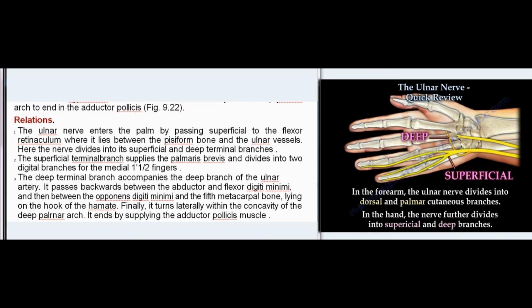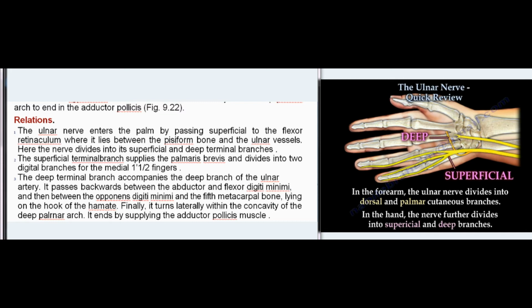Relations: 1. The ulnar nerve enters the palm by passing superficial to the flexor retinaculum where it lies between the pisiform bone and the ulnar vessels. Here the nerve divides into its superficial and deep terminal branches. 2. The superficial terminal branch supplies the palmaris brevis and divides into 2 digital branches for the medial 1½ fingers. 3. The deep terminal branch accompanies the deep branch of the ulnar artery.